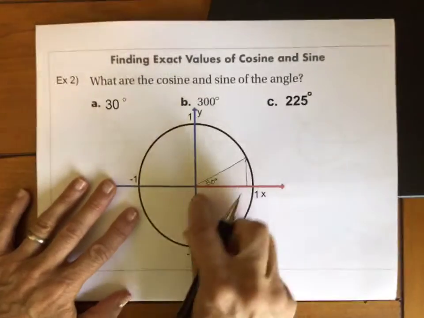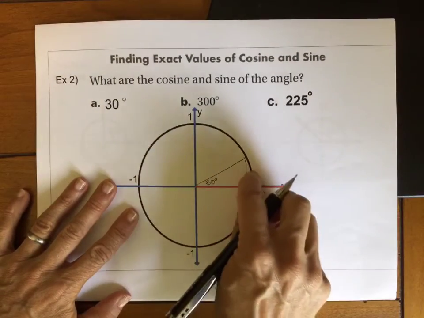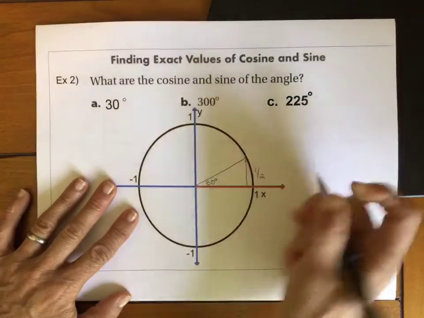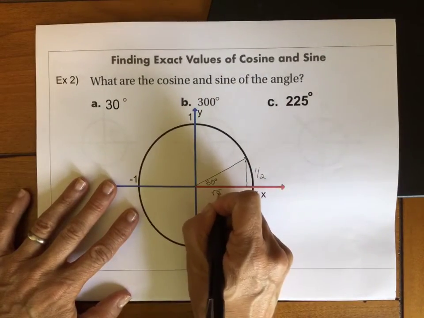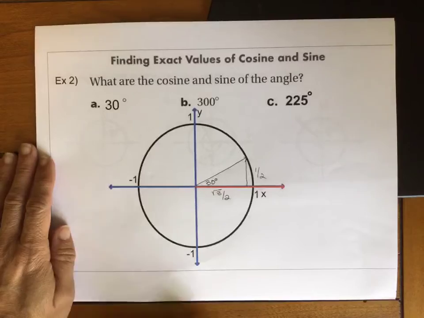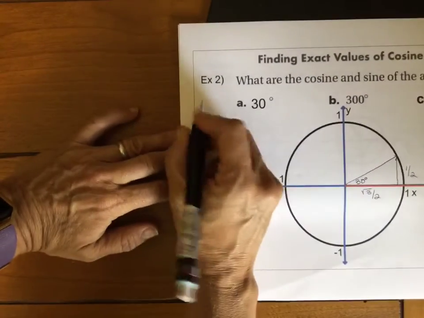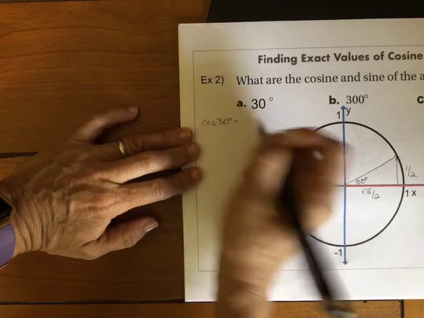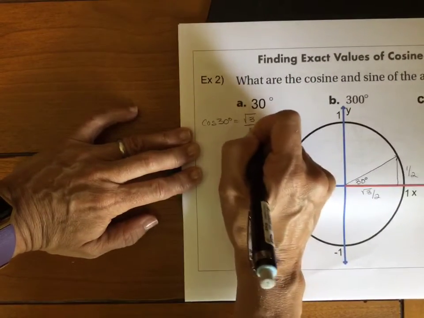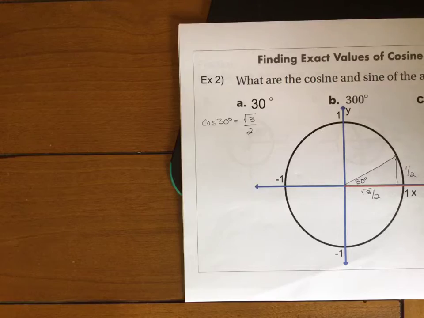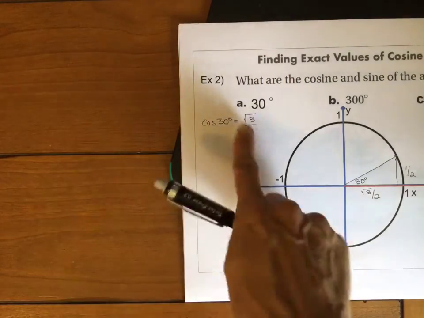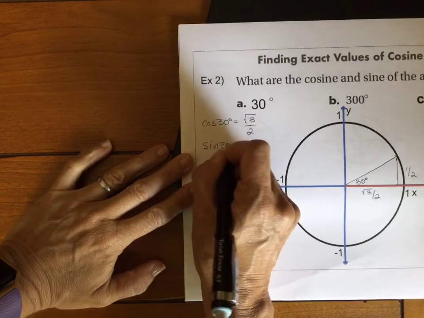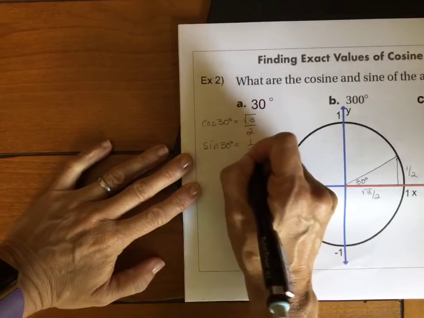I know that this must be my long side and this is my short side because it's across from the small angle. So I know that is 1/2 and this is root 3 over 2. So I can come up here and I can say that cosine of 30 degrees is root 3 over 2. And if your calculator was in degree form, it would give you the decimal version of this. And sine of 30 degrees is 1/2.